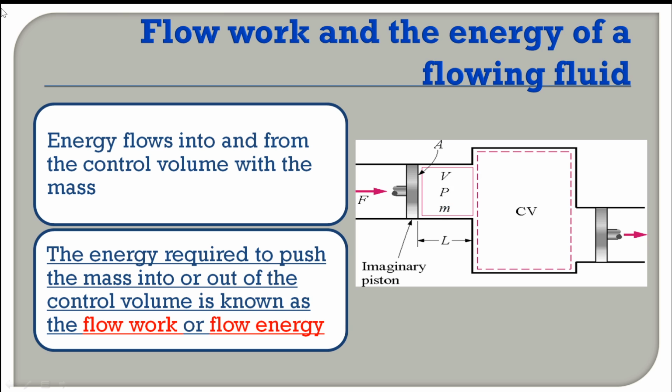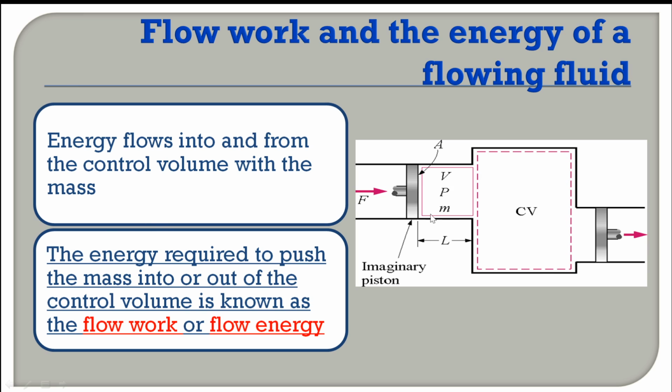Now, before deriving the important equation from the first law applied to open systems, that is the steady flow energy equation, we will see in detail and understand what flow work is. This is very important. We have studied displacement work or boundary work in the closed system in a piston cylinder arrangement. Now here we are going to learn flow work, which is applicable to a flow device, that is an open system. Energy flows into and from the control volume with the mass, you know that, right?